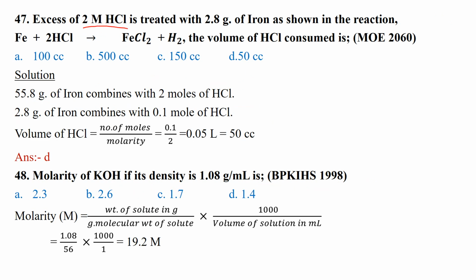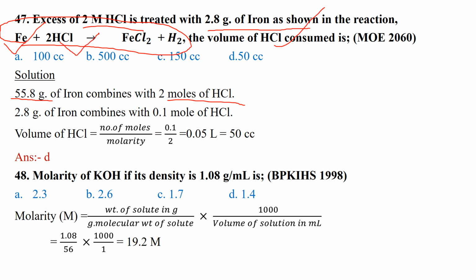Excess of 2 molar HCl is treated with 2.8 gram of iron as shown in the reaction, right? Then the volume of HCl consumed. We have to calculate the volume of HCl consumed here. So according to these reactions, 55.8 gram of iron combines with 2 moles of HCl. What is the atomic weight of iron? That is 55.8 gram. Then HCl means 2 moles.